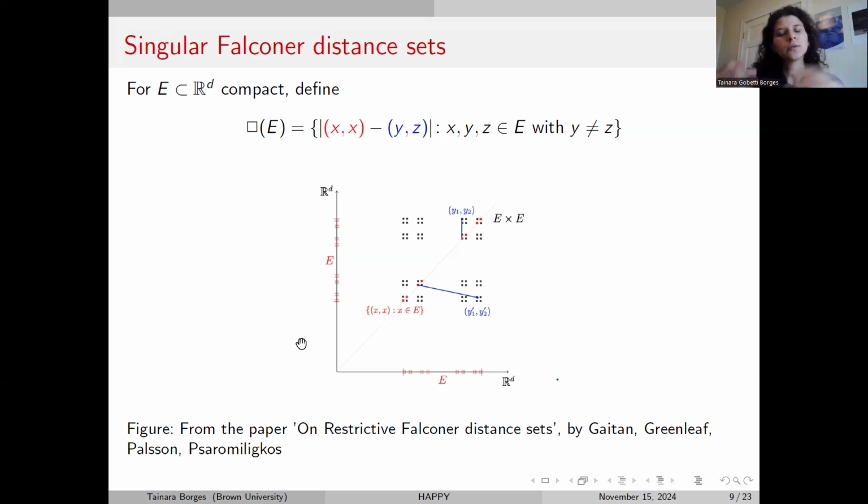If you collect all of those, you're going to end up with a distance set that is singular in the sense that we're taking distances from sets that have different dimensions. So the diagonal of E cross E is much lower dimension than the set E cross E itself. That's why we call it a singular Falconer distance set. This picture I borrowed from another paper that also studied this box E set with a slightly different strategy. It's a paper by Gaitan, Greenleaf, Paulson, and Sadonides.